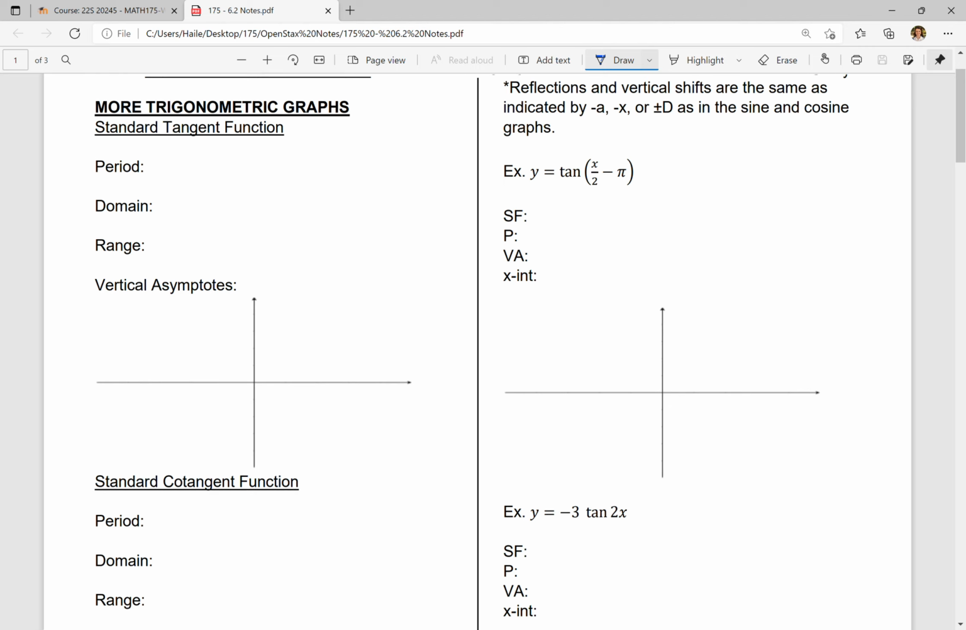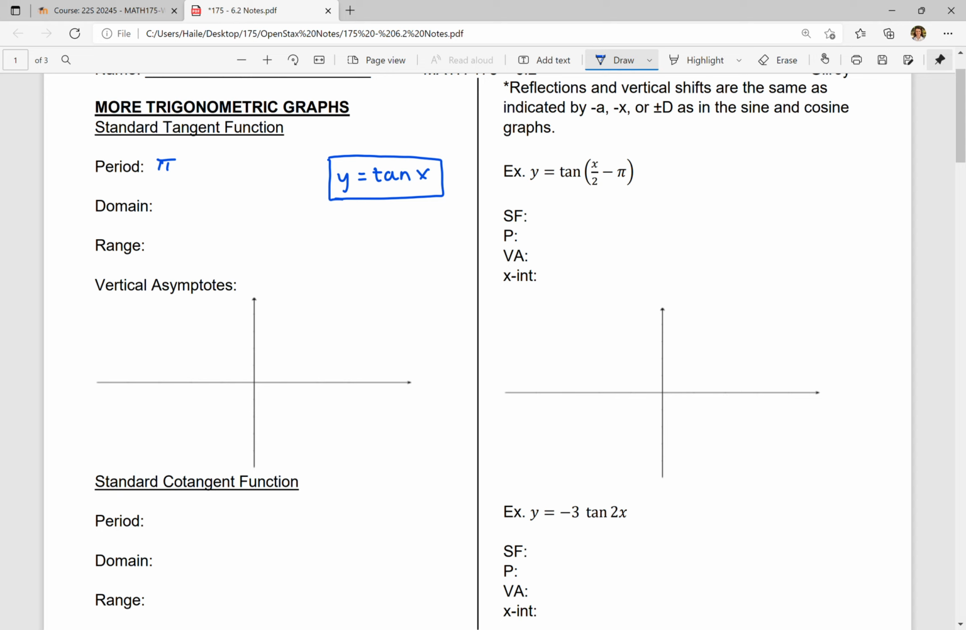The way we write the tangent function is we say y is equal to tan of x. So that's our most basic tangent function. And of course, in a second, we're going to talk about how to transform this, just like we did with sine and cosine. So the period of tangent is pi. That's a little bit different than sine and cosine. Remember, sine and cosine had period 2 pi, but tangent and cotangent are both going to have period pi.